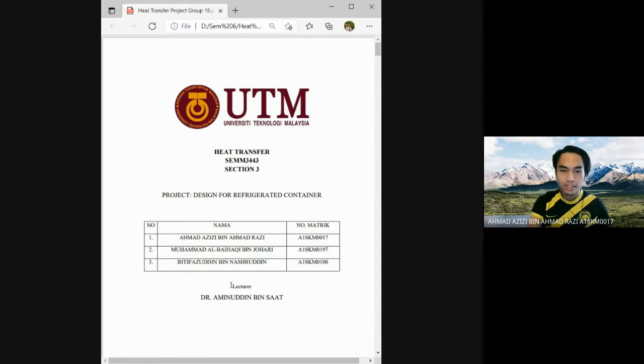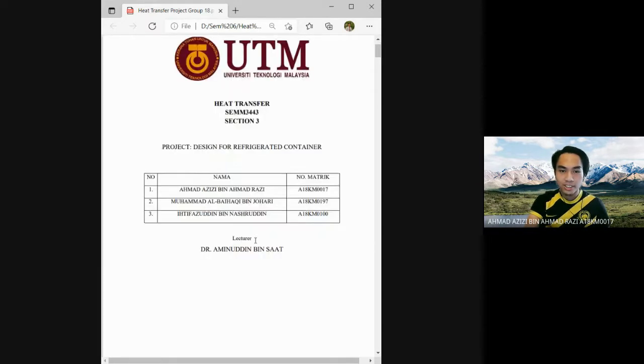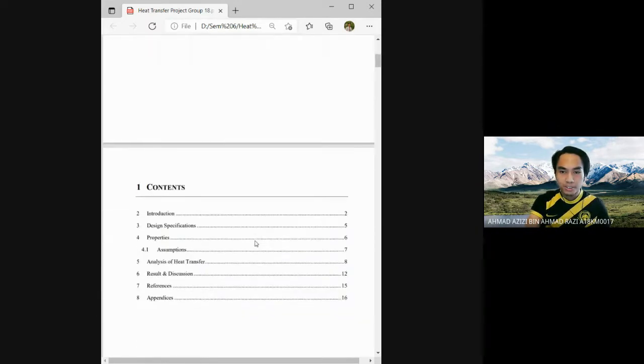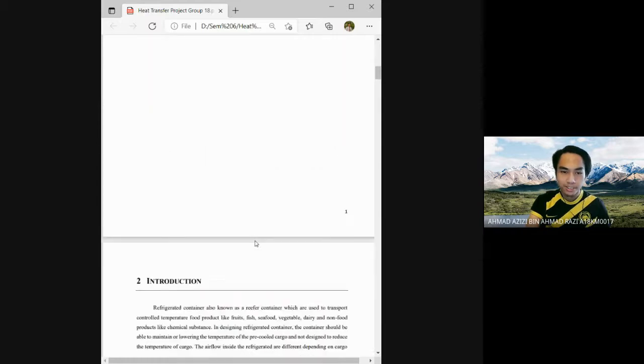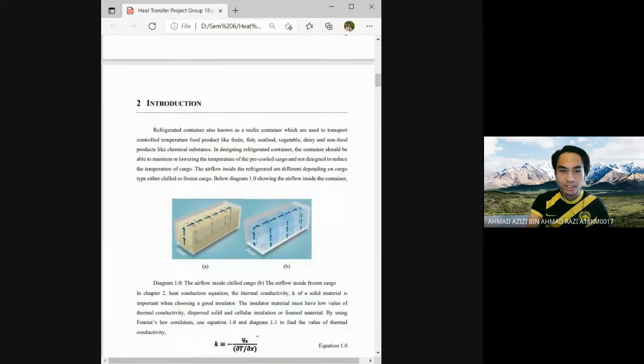We will try to explain our project, of which the topic is to design a refrigerated container. Our group consists of three members: me, Azizi bin Razi, Muhammad Al-Baihaqi, and Ihtifazuddin. Now I will pass to my first member, Ihtifazuddin, to explain the introduction.